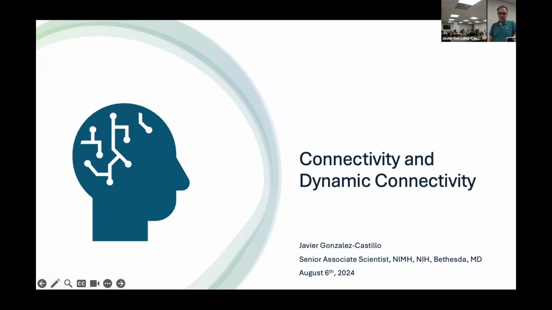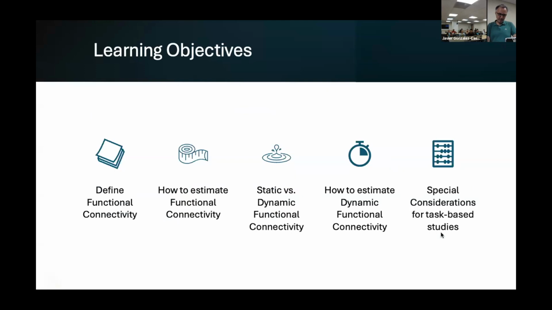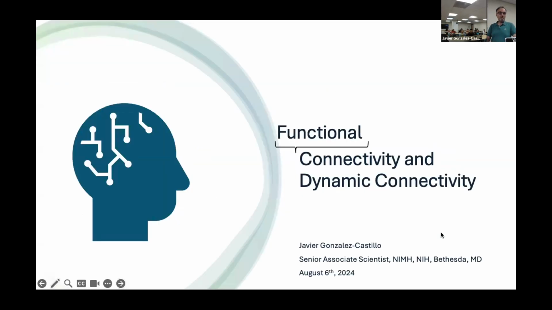So for those of you who don't know me, I'm Javier Gonzalez-Castillo. I'm staff scientist within the section of functional imaging methods. And today we're gonna be talking about connectivity and dynamic connectivity. The talk should have been called functional, because that's all I'm gonna talk about. There is then the whole world of structural connectivity, which is also very important, and you can definitely explore with MRI. There's not going to be anything about that here.